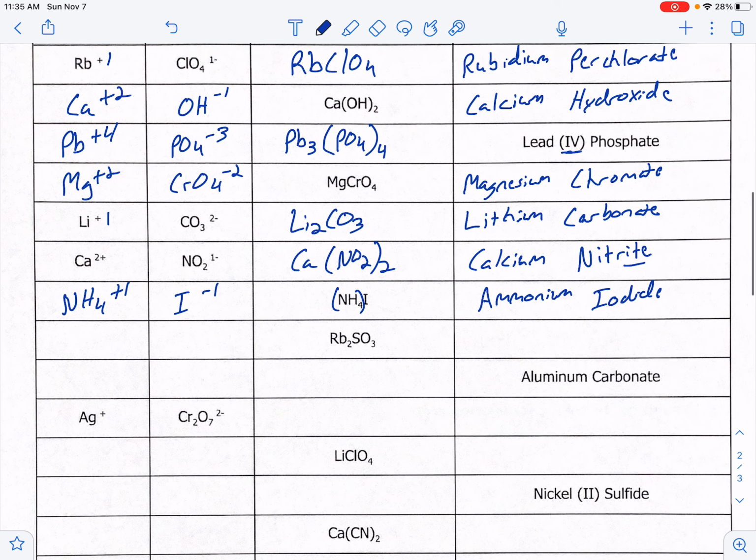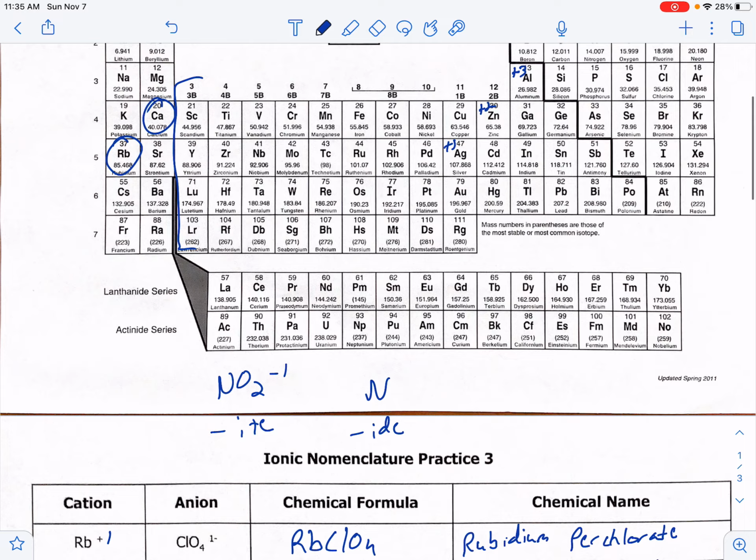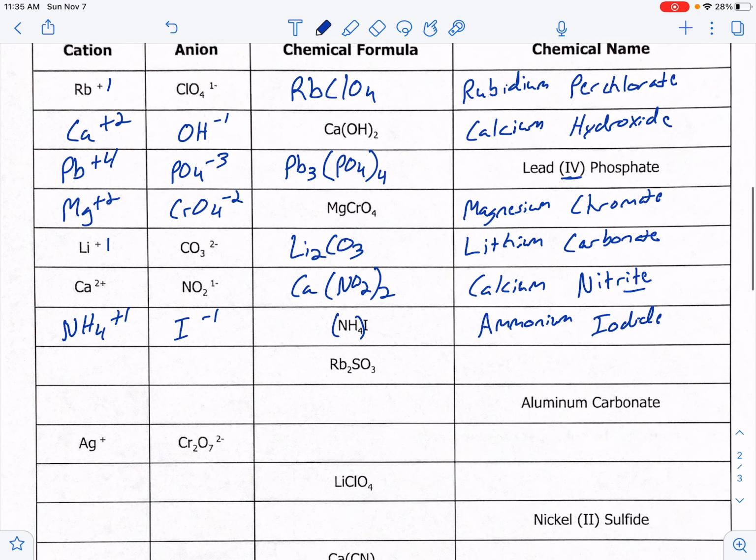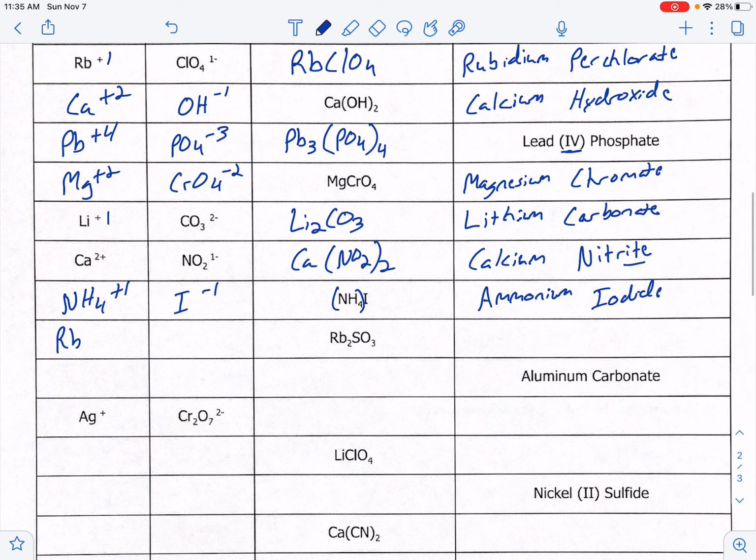Rb2SO3, so I'm going to look up here at the periodic table. Rb, we already circled that one, is number 37. That is going to be Rb with a +1. And if you look up SO3, that is on your polyatomic list. That is going to be SO3 with a -2.